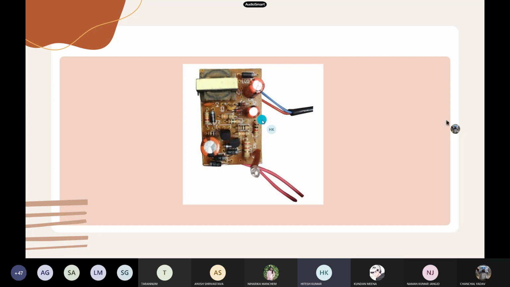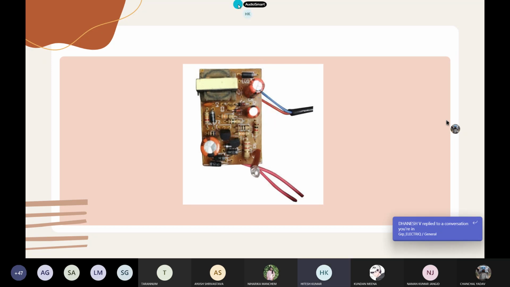Let's now get to know another component of this PCB. There are some orange colored cylindrical components. What are these? If you know, write in the chat box.